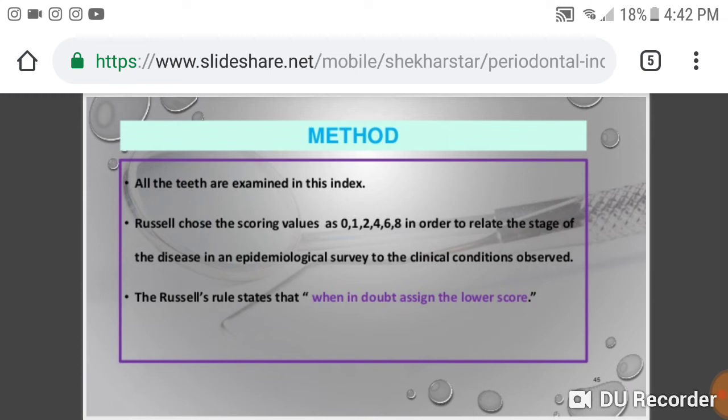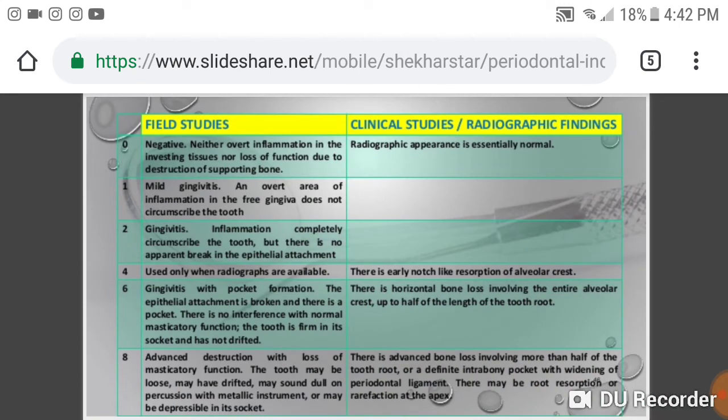Method: all the teeth are examined in this index. Russell chose the scoring values as 0, 1, 2, 4, 6, and 8 in order to relate the stage of the disease in an epidemiological survey to the clinical conditions observed. Russell's rule states that when in doubt, assign the lower score. These are field studies and clinical studies with radiographic findings. 0 means negative, neither overt inflammation in the investing tissues nor loss of function due to destruction of supporting bone.